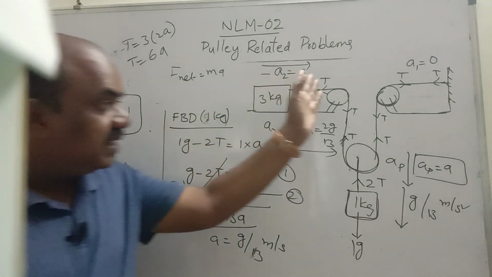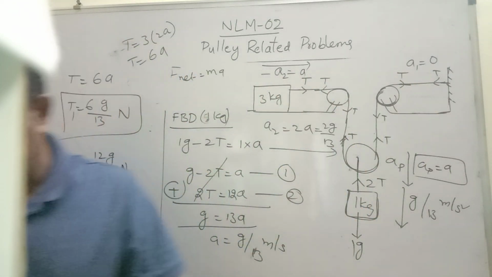If you substitute this a value in tension, any one of the equations, you will get T1 and T2. That means tension in the first string we will get, tension in the second string we will get. Simple problem. Do it.